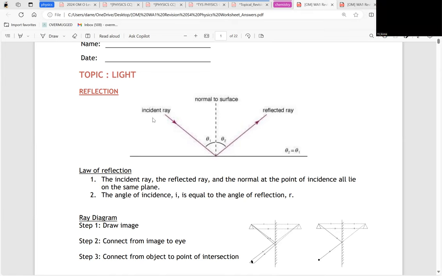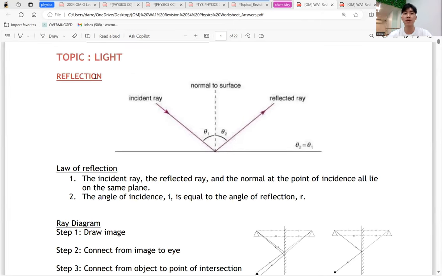Okay. Let's do the actual revision. Now, for light, there are three subtopics: reflection, refraction, as well as lenses. Amongst the three, I would say refraction and lenses are usually where it's more challenging. But as we also understand, in reflection there are a couple of question types that are a bit more difficult. I will not be going through the whole thing in very great detail. We are talking about key points of emphasis.